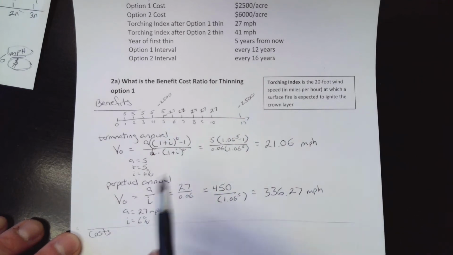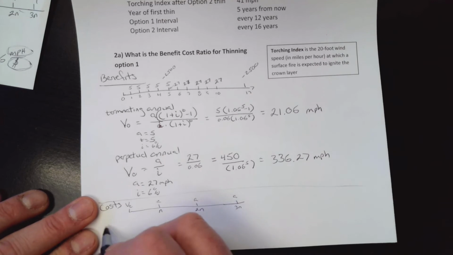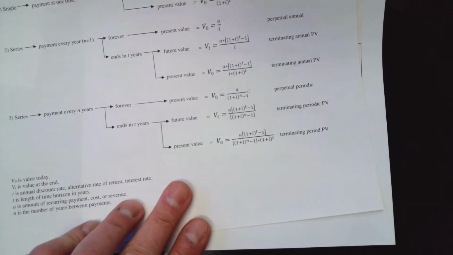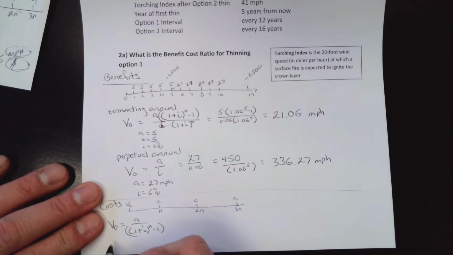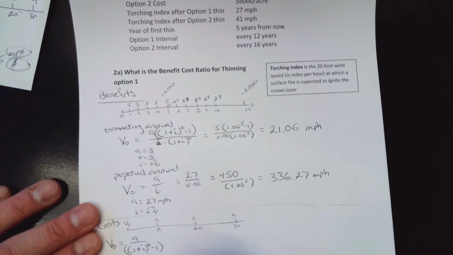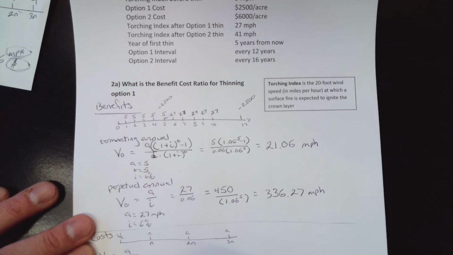Now we want to look at costs. And in this case, we've got these ones going here. So my cost one, if I'm looking at it, has N, 2N, 3N, and I'm going to get a V0 and these A's. So it is the perpetual periodic that we've been dealing with. V0 equals A over 1 plus i to the N minus 1. Right, so that's just down in here. It's a payment every N years, goes on forever. So that was where I got that from. And my A is, in this case, the $2,500 that I'm going to spend. The N is that I'm going to spend it every 12 years. And the i is 6%.